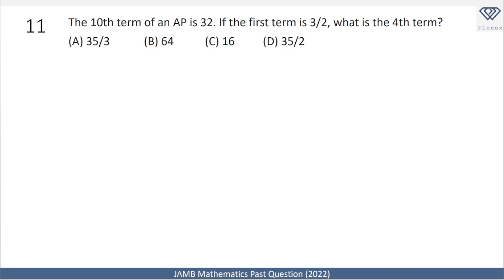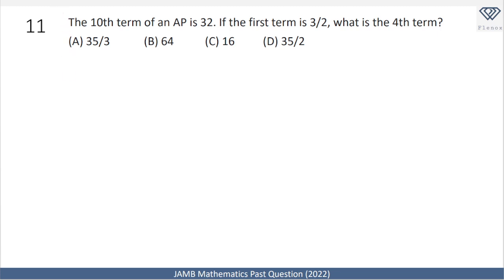So the 11th question says that the 10th term of an AP is 32. Now, if the first term is 3/2, what is the fourth term? Now, if you don't know what an AP is, I will encourage you to watch our tutorial videos on arithmetic progression. So let's get right into solving this.